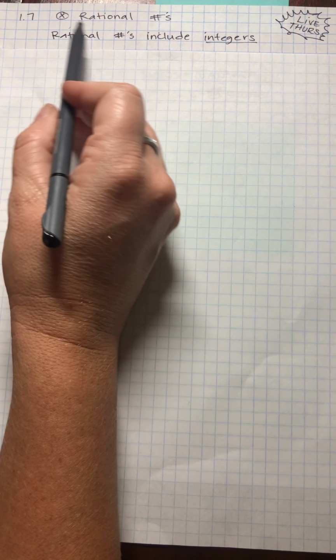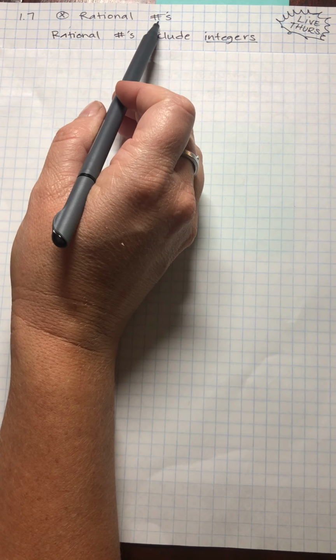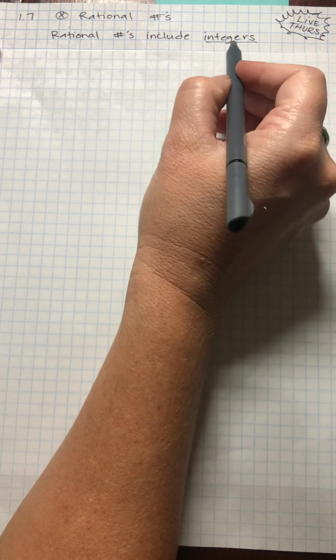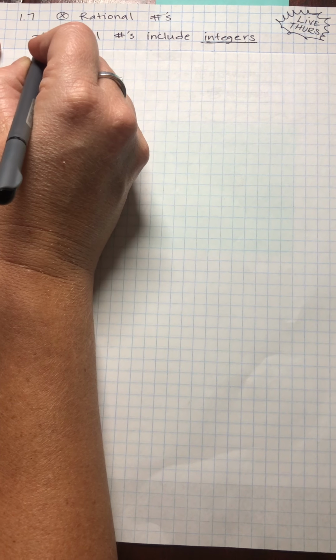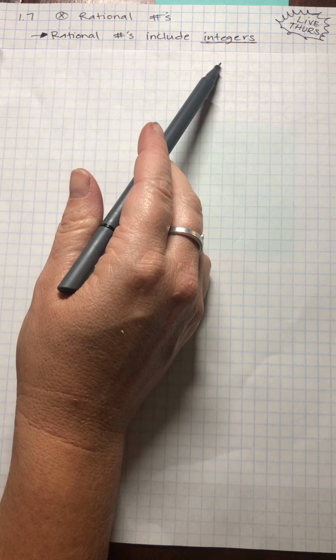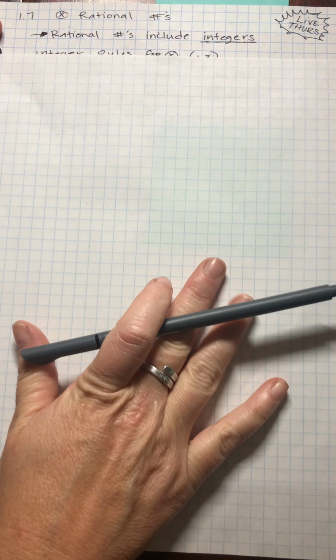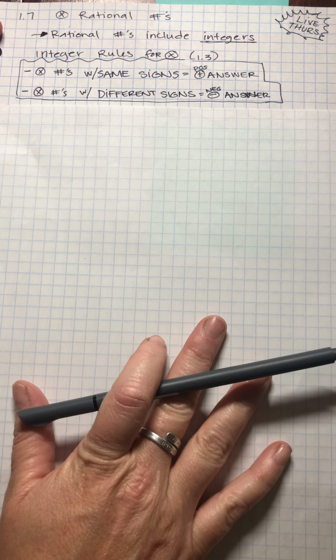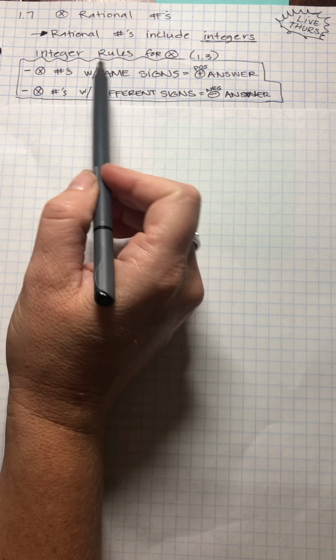Today, though, we're going to move into multiplying rational numbers. We've already done integers, so I point this out here. This is just a reminder, right? Rational numbers include integers, okay? And the integer rules were part of 1-3. So here are our rules as a reminder for integers.